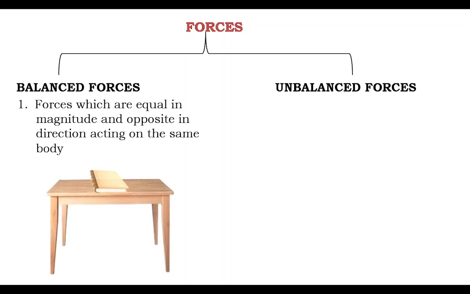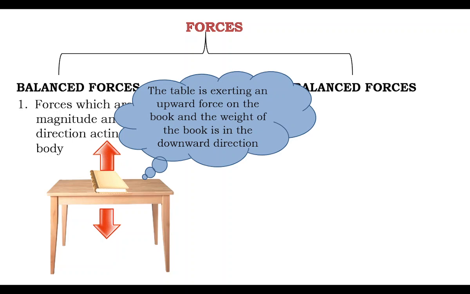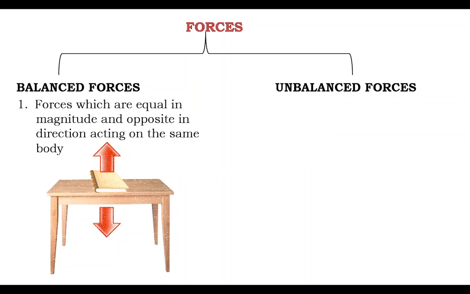As you can see here on the screen, the book is lying on the table, but it's not moving. So what does it mean? It means that the book is under the effect of balanced force. How? One force is applied in the upward direction, another force is applied in the downward direction. Who is applying the forces? The table is exerting an upward force on the book and the weight of the book is in the downward direction. Now in this case, these two forces are equal, right? That's why they are balanced.